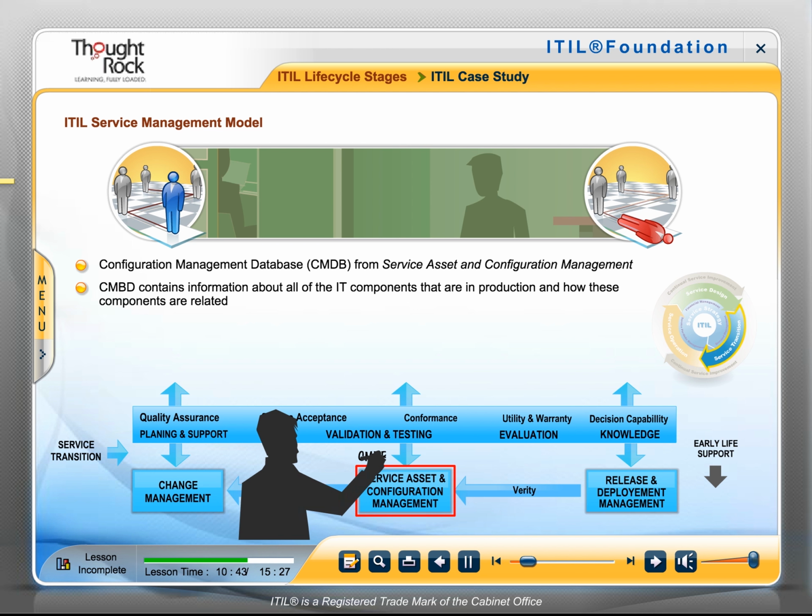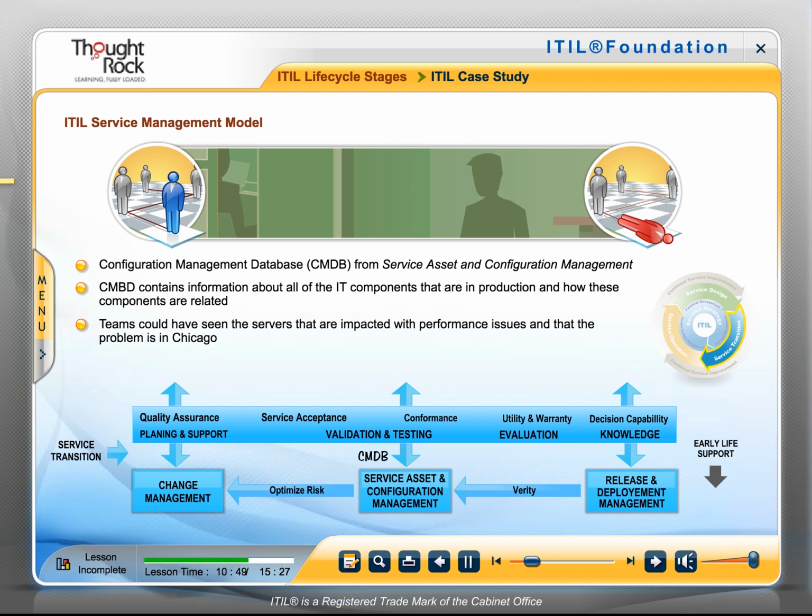This database contains information about all of the IT components that are in production and how these components are related. So you can imagine in this case that teams would have seen right away the servers that are impacted with performance issues and that the problem is in Chicago. This kind of information helps to resolve the incident and solve the problem much faster.